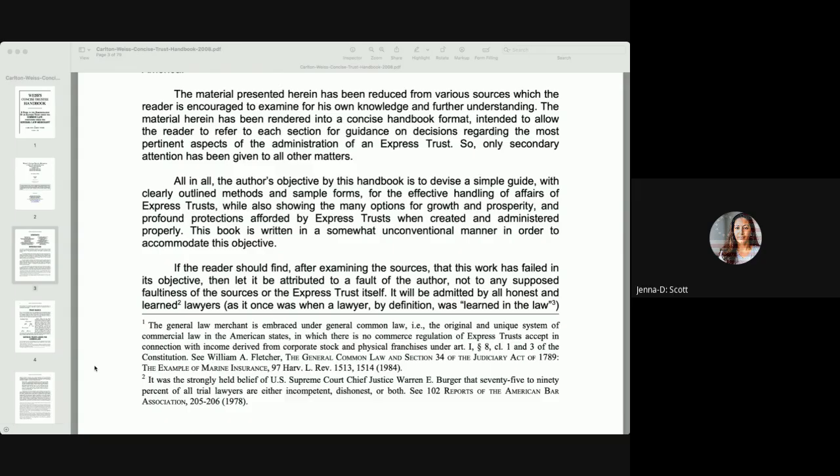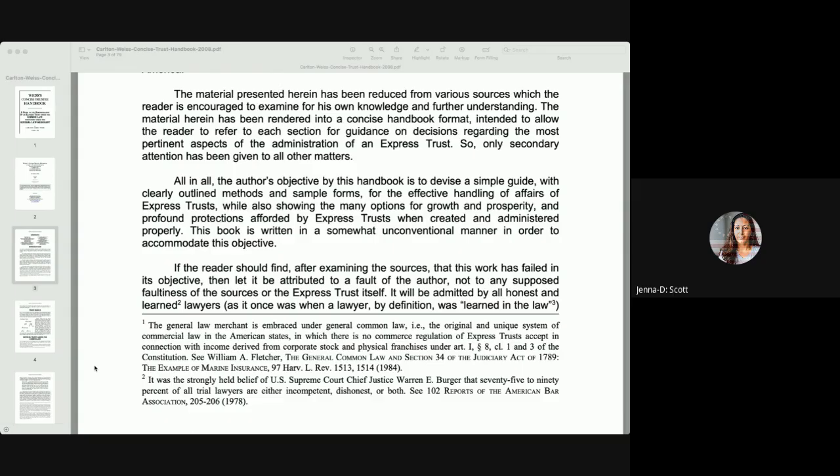All in all, the author's objective by this handbook is to devise a simple guide with clearly outlined methods and sample forms for the effective handling of affairs of express trusts, while also showing the many options for growth and prosperity and profound protections afforded by the express trusts when created and administered properly. This book is written in a somewhat unconventional manner in order to accommodate this objective. If the reader shall find, after examining the sources, that the work has failed in its objective, then let it be attributed to the fault of the author, not to any supposed faultiness of the sources or the express trust itself.